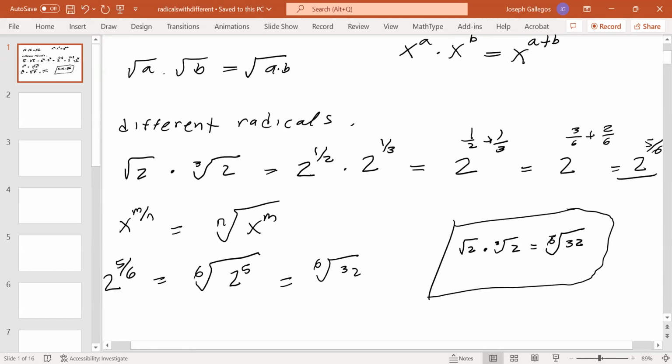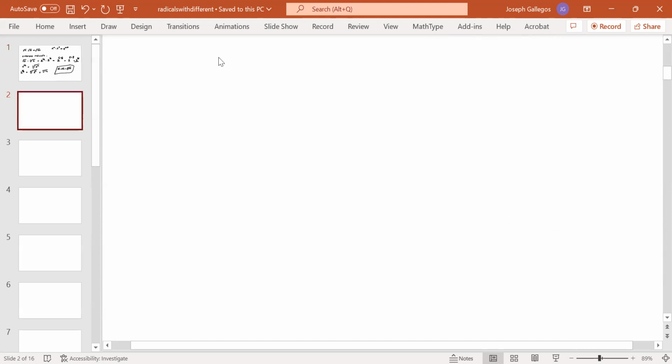Let's look at another example here. Let's do a division problem here. So maybe we have, let's do the square root of 5 divided by the 4th root of 5. While rewriting in exponent notation, we would have 5 to the 1/2 divided by 5 to the 1/4.